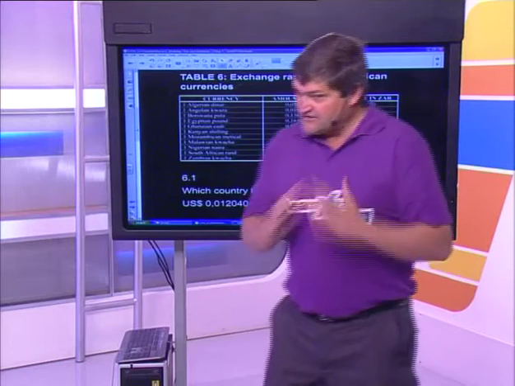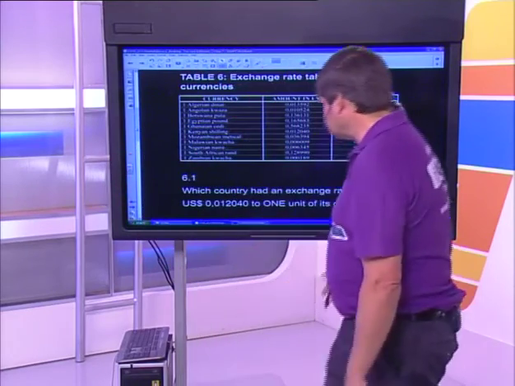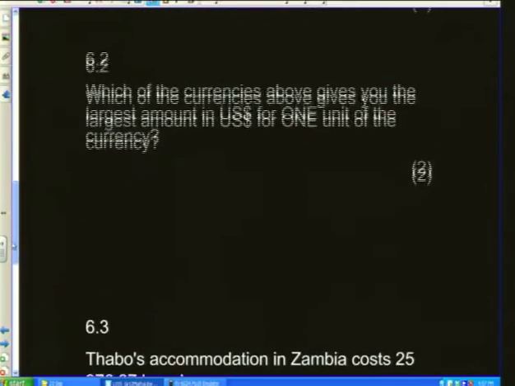Guys, this is a very basic question. We should be able to tell it straight off the table. There's nothing mind-boggling about this, okay? So, we're looking for this figure, 0,012. 0,012, can I see it? Here it is. 04, there it is. There. What's the currency? It's the Kenyan shilling. Nothing hard about that at all, hey? Next one, quickly, because we're running out of time.